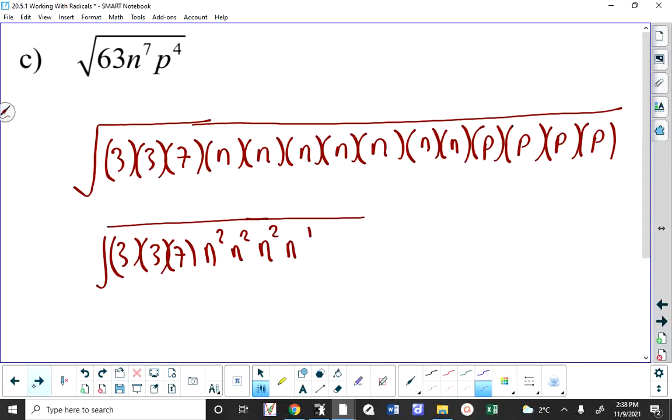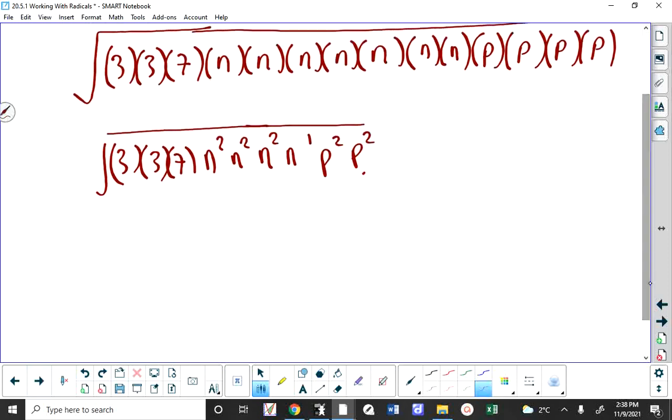Why did I break them up that way? Because I'm taking the square root, so I want to look at pairs of n's. And n squared is going to become 1 n outside. The p's, well, I hope you guys see there will be no p's left under the radical. Right? Okay. So we can take a 3 out. We can take an n, an n, an n out.